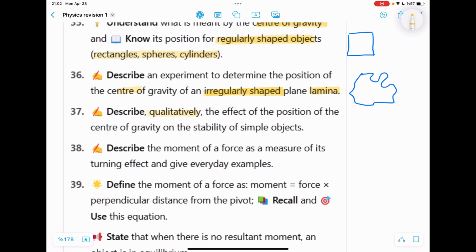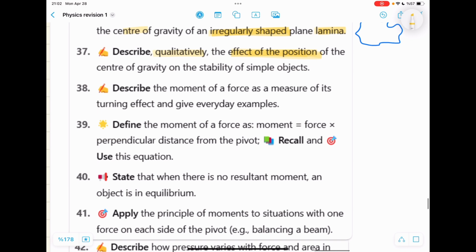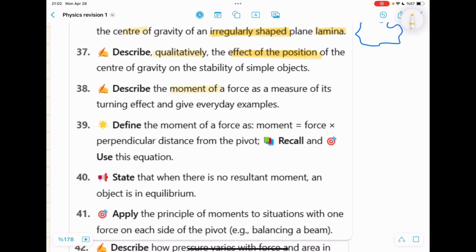Describe qualitatively the effect of the position of the center of gravity on the stability of a simple object. Basically, this means the lower the center of gravity, the more stable the object. And also, at the place where the center of gravity is on a body, you can balance that object there. Next, the moment of force as a measure of its turning effect, and give examples.